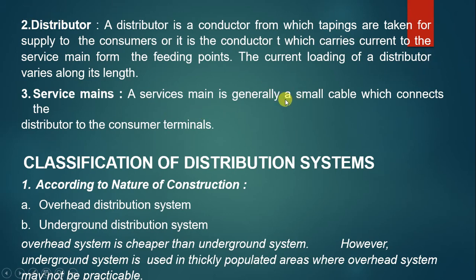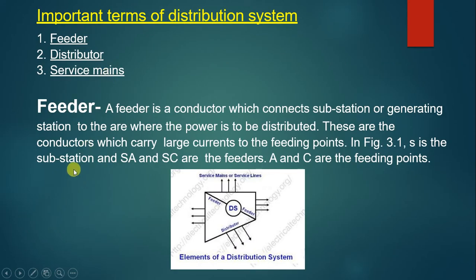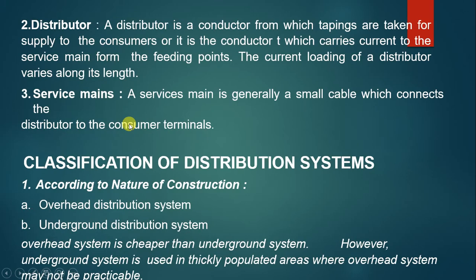Service mains is generally a small cable which connects the distributor to the consumer terminal. People used to call it service wire, no? Service wire is basically service mains. Distributor is basically that pole and the lines. Feeder is from the substation, whatever pole lines are being connected is called a feeder.